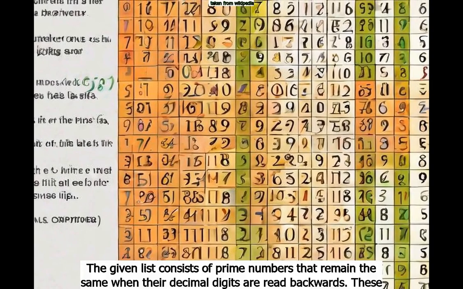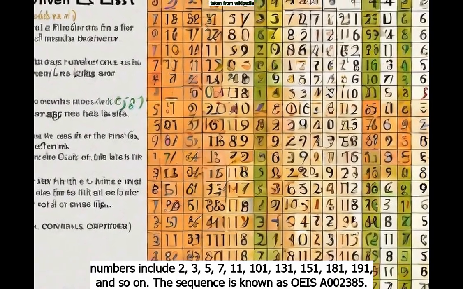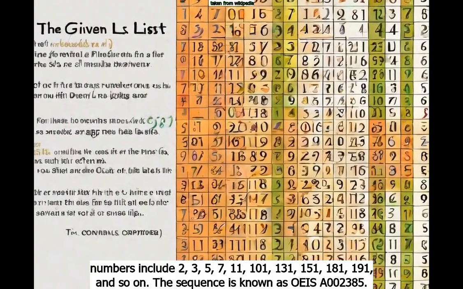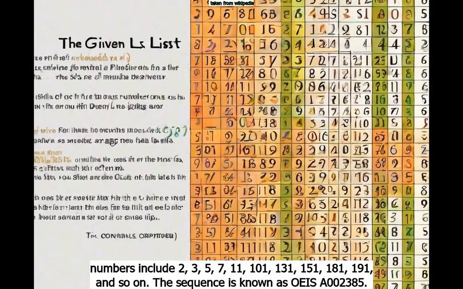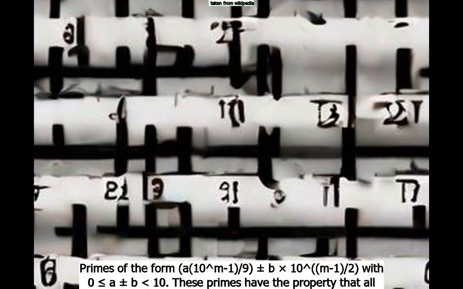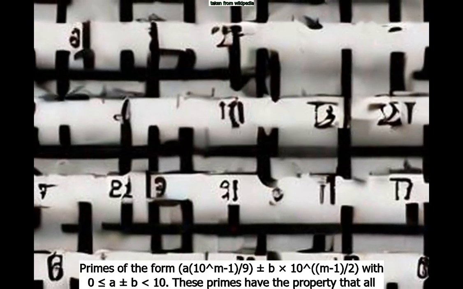The given list consists of prime numbers that remain the same when their decimal digits are read backwards. These numbers include 2, 3, 5, 7, 11, 101, 131, 151, 181, 191, and so on. The sequence is known as OEIS A002385.